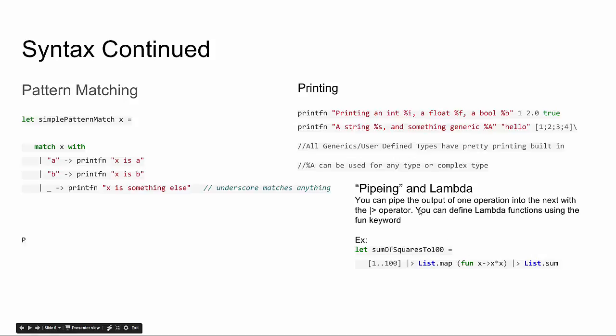There's also piping and lambda functions, so you can pipe the output of one function into the next, or you can create a lambda function with the fun keyword and an arrow there. It also has pretty-printing like this, similar to printing in C# or whatever, but %A will print anything, including user-defined types and union types and things like that.